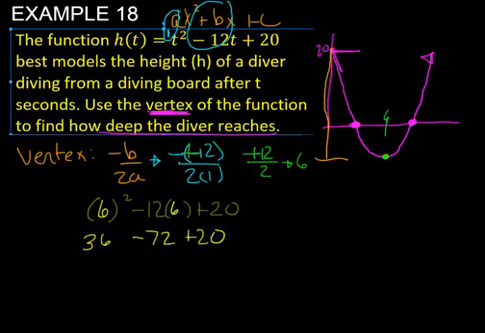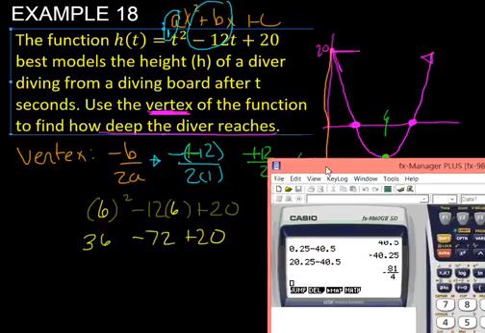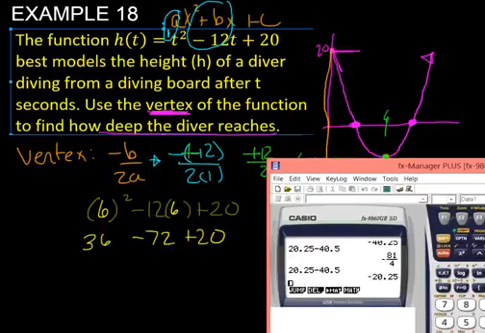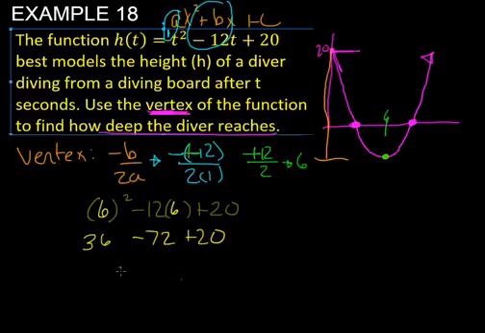Let's go ahead and pull up my calculator here. All right, we're going to clear off what I've worked on. And we're going to take 36 minus 72 plus 20. And that is negative 16. Okay, what that means is that we are negative 16 feet under the water. So that is how deep the diver reaches. It is 16 feet underwater.